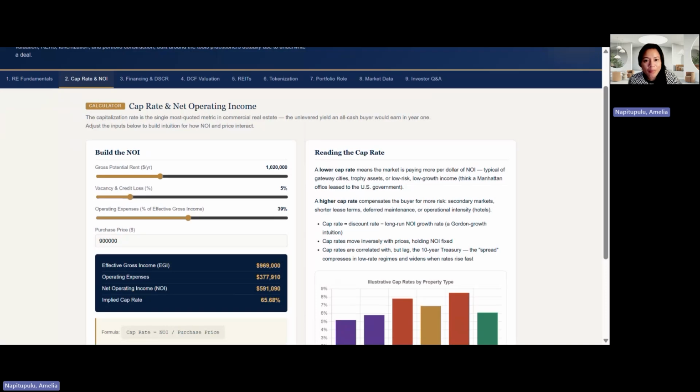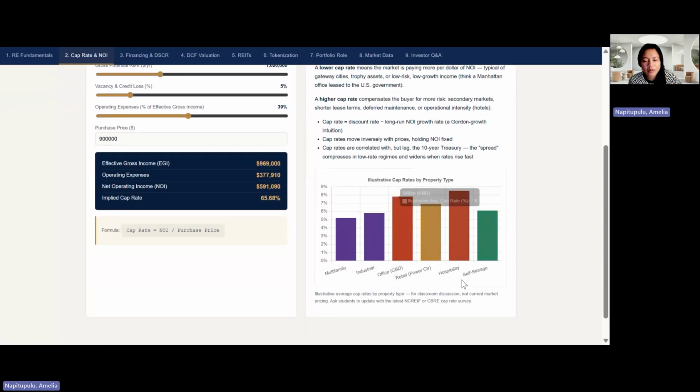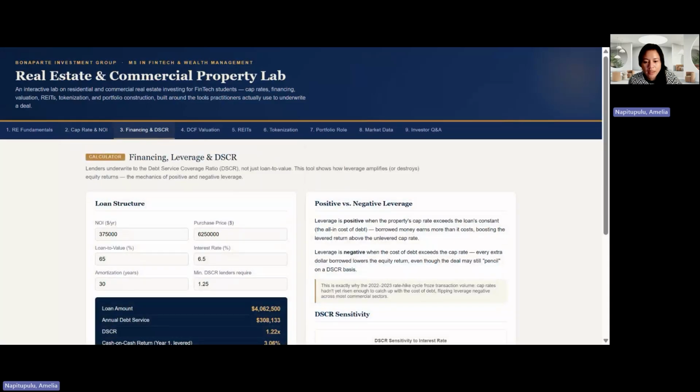Essentially, a lower cap rate means that the market thinks the property is safer or has more growth ahead, while a higher cap rate is the market's way of compensating a buyer for extra risk. So right now in 2026, you could see that cap rates are mostly holding steady across the different sectors. Okay, moving on to financing.